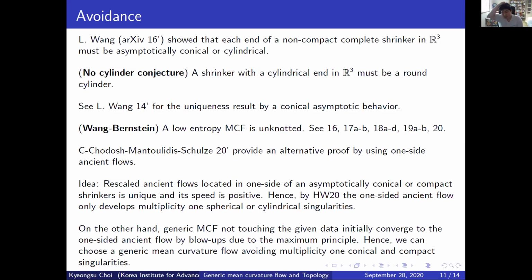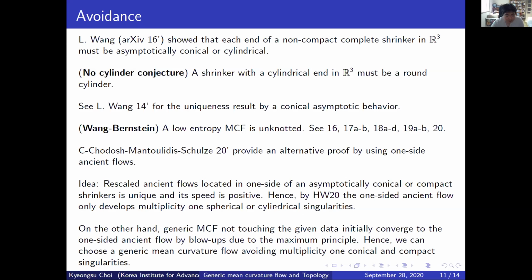And then we can show that the one-sided ancient solution is unique and it has positive speed after rescaling. Here, positive speed means the speed of the rescaled flow, so H minus a half x dot nu is positive, different from positive curvature. But still, we can use the result of Hershkovits and White. So positive speed means that the flow only develops multiplicity one spherical and cylindrical singularities, so stable singularities.